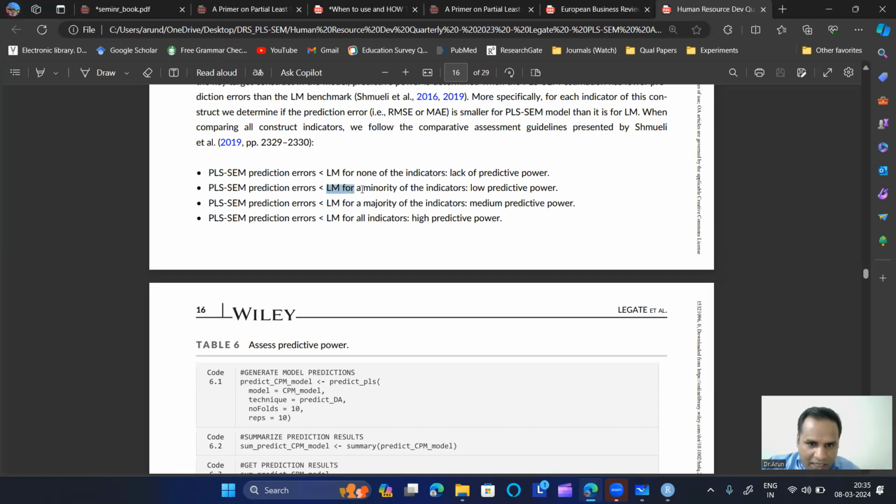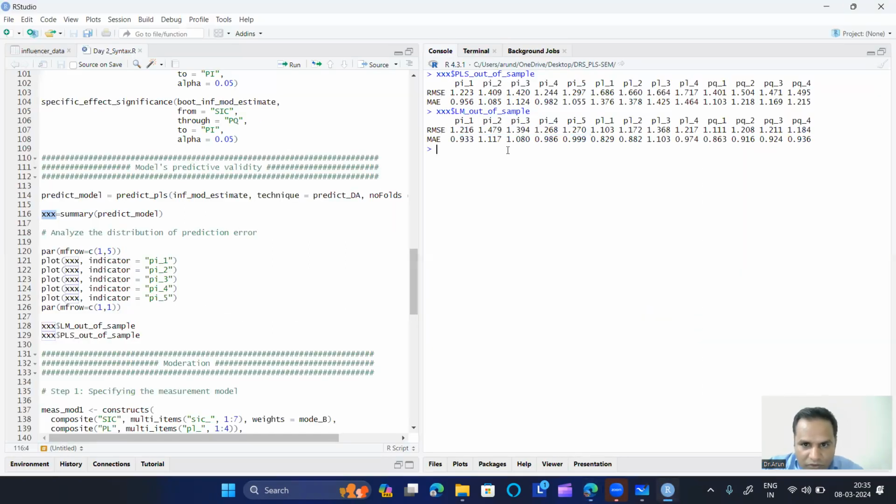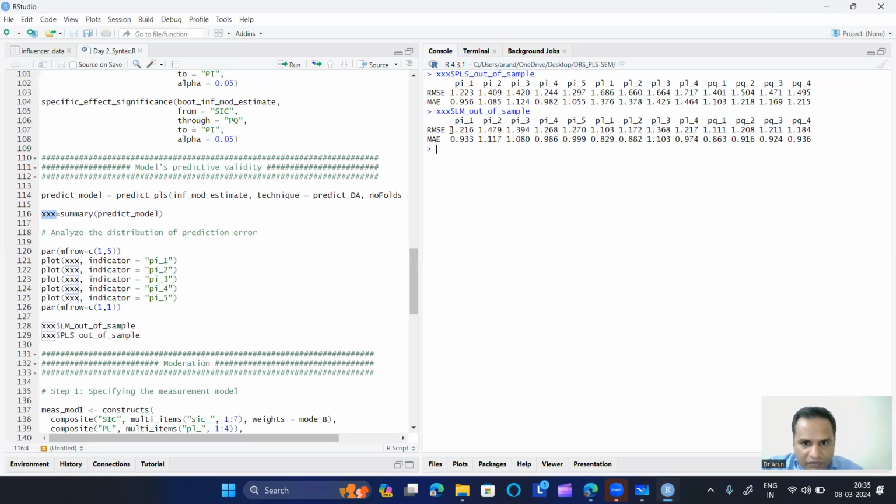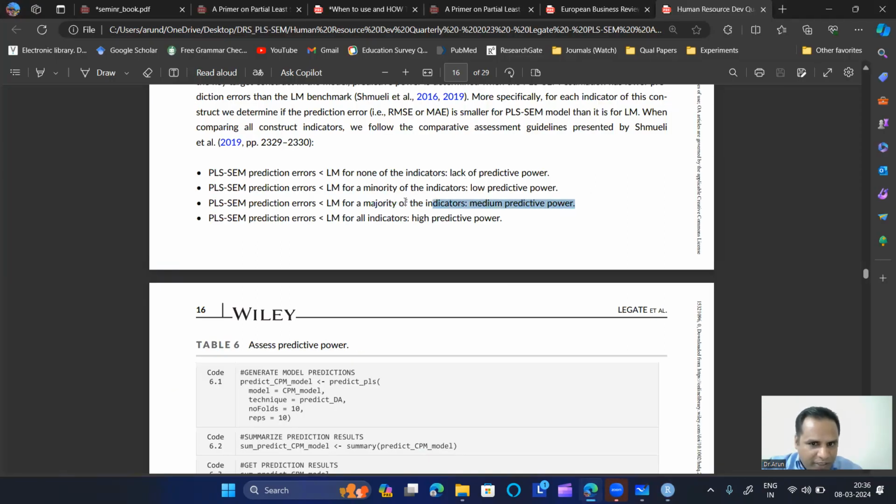Now next, according to our values, it means our prediction power is good. Now focus on this. LM for a minority of the indicators is more. So here, for two it is more. See, somehow we come here. LM for a majority of indicators, if it is more, then I think we come here, and we say that the model has medium predictive power.